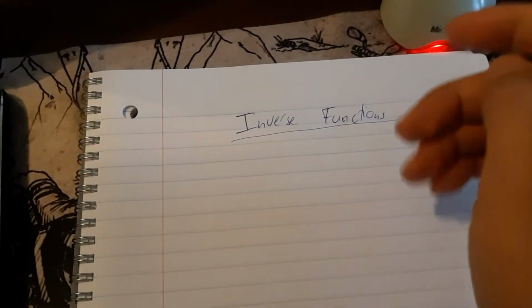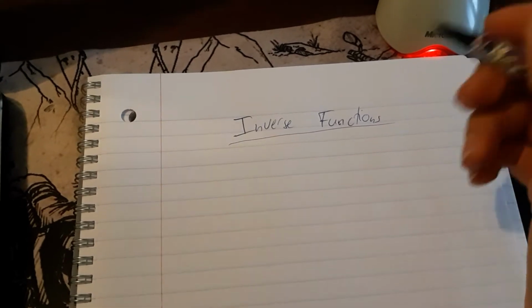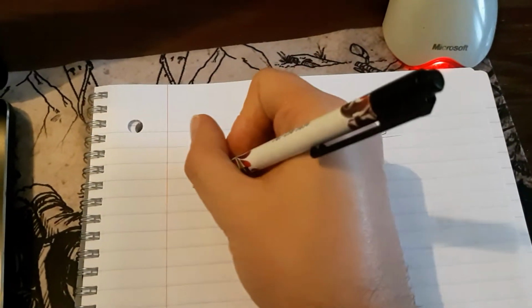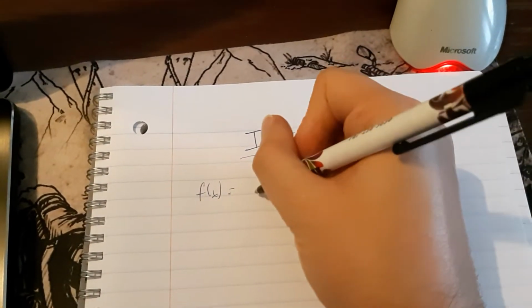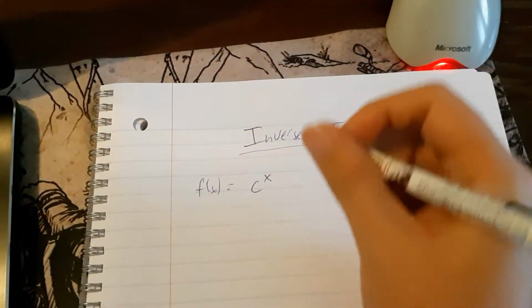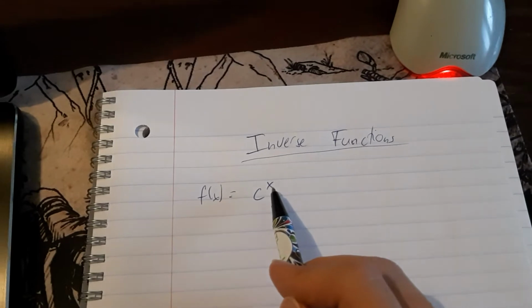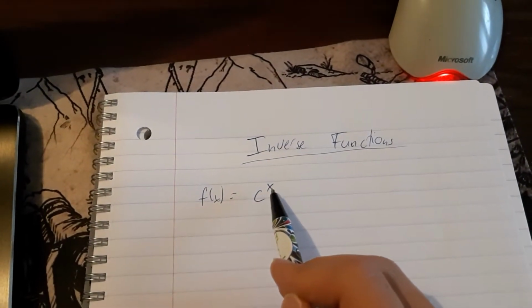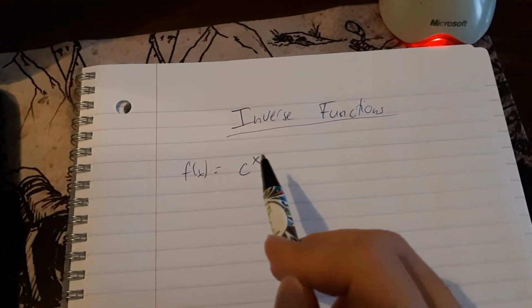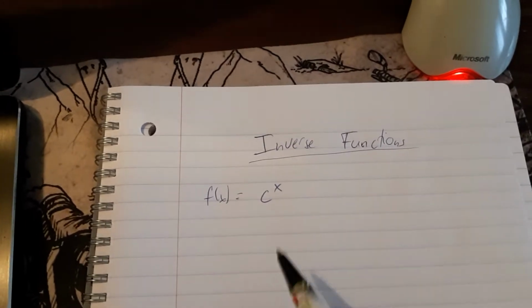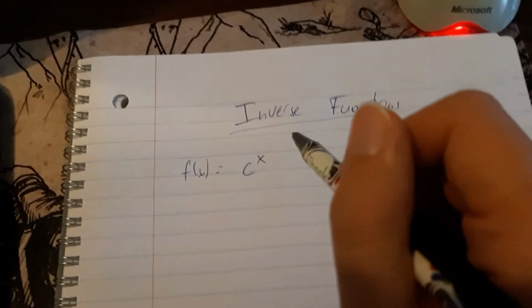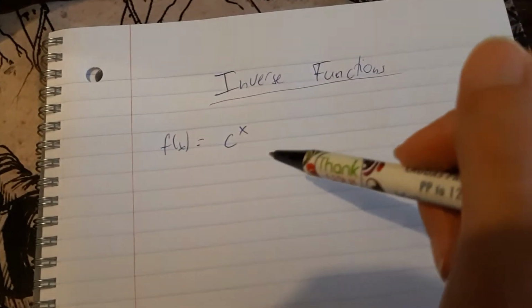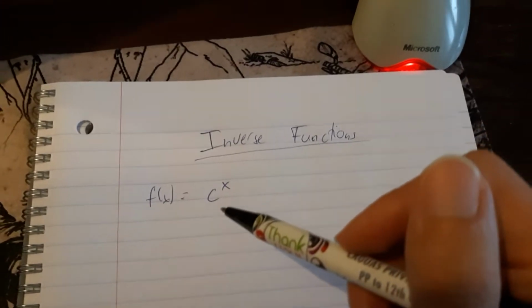If you remember, when we were talking about exponential functions, such as f of x is equal to, let's say, c to the power of x, we said that the graph had to have a one-to-one correspondence and an inverse function, but we never really talked more about that. So today we're going to talk more about what inverse functions are and why they are important.